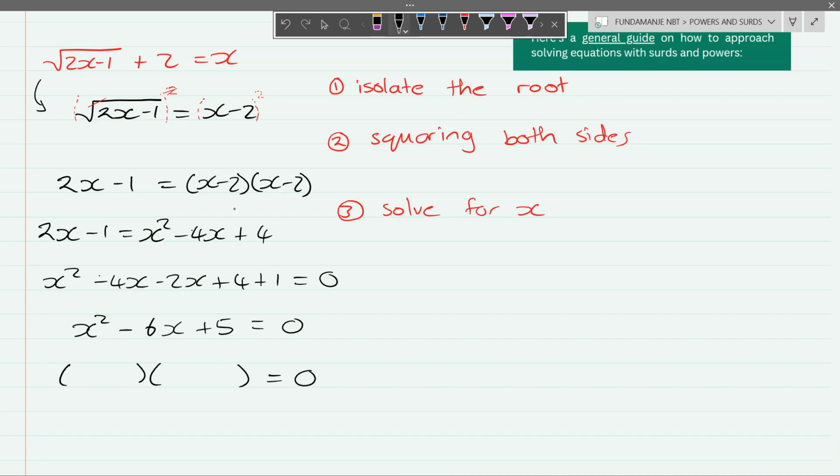And then the factors of 5 will actually come into play now, because that will be x minus 5 and x minus 1. If we multiply minus 5 and minus 1, we get 5, and if we add them, we get minus 6. So we continue solving the question. We get x is equal to 5 or x is equal to 1.